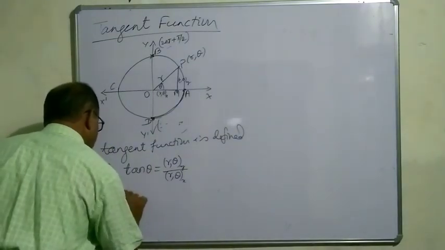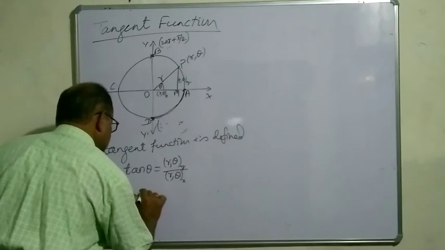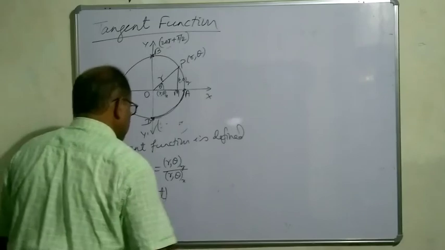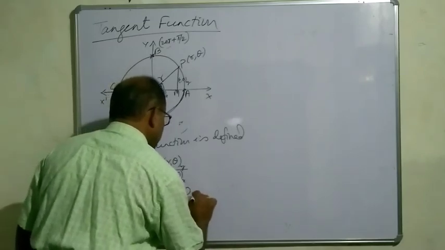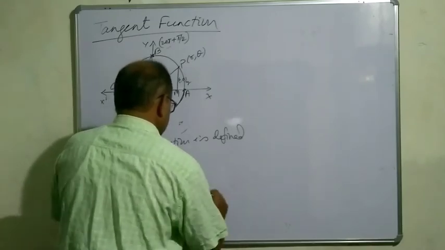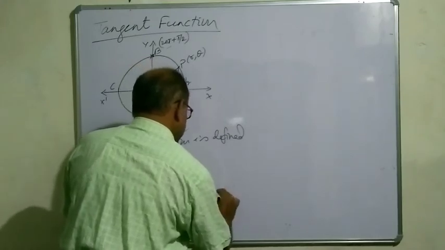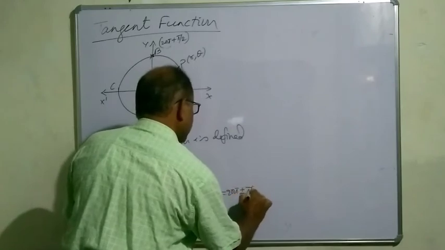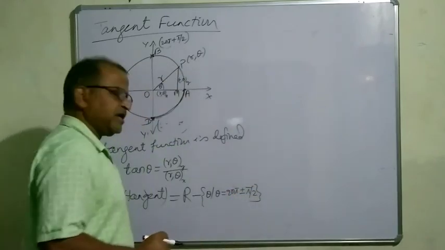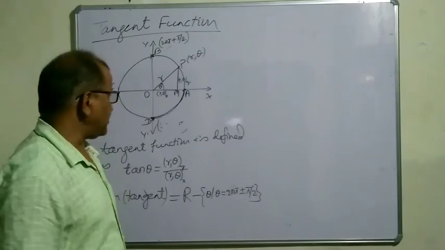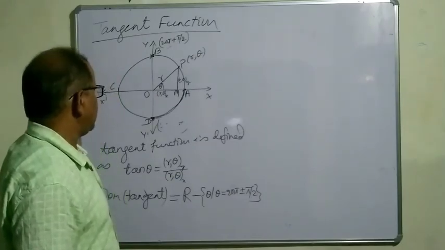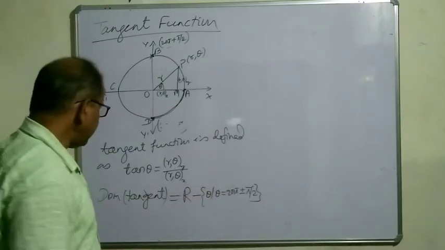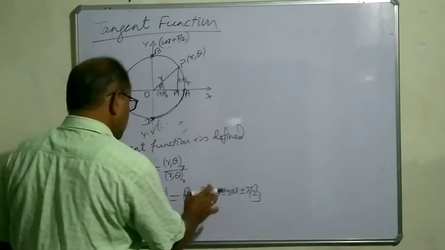The domain of the tangent function is equal to the set of real numbers minus the values theta such that theta equals 2n pi plus or minus pi by 2, right? Plus or minus pi by 2, right? These are the points where r cos theta is 0, right? So this is the domain.